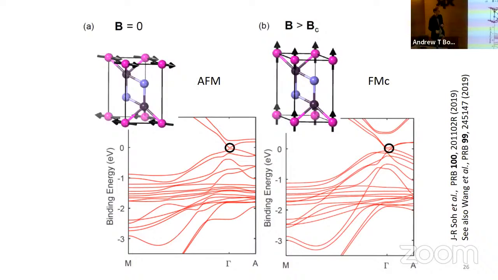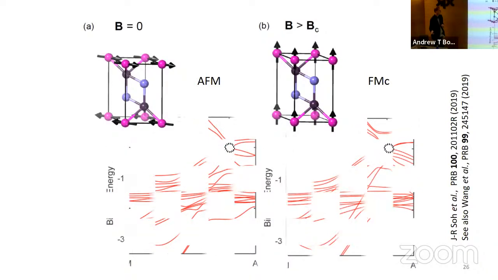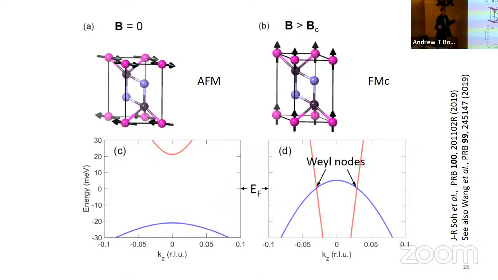Just to focus on this point here, this is the important point where the chemical potential is, a little bit more closely. This is now expanding very much the energy scale here. So we're just looking at a window of about 60 millielectron volts. And this is the antiferromagnetic case where you have this gap of about 50 millielectron volts around the chemical potential. And this is the case where you have the ferromagnetically aligned spins and you have these protected Weyl nodes here. And you have exactly 2 of these Weyl nodes.